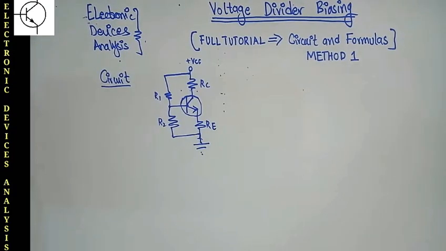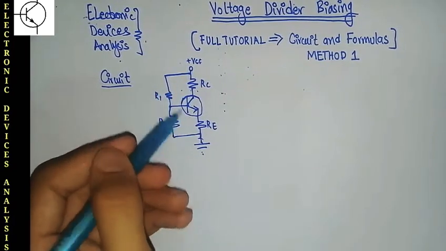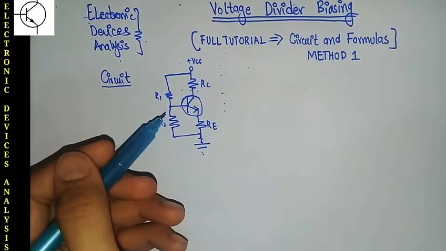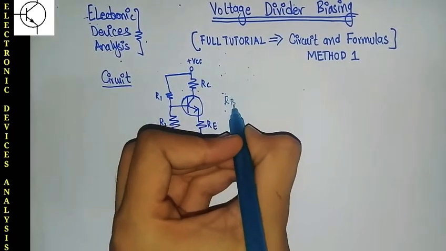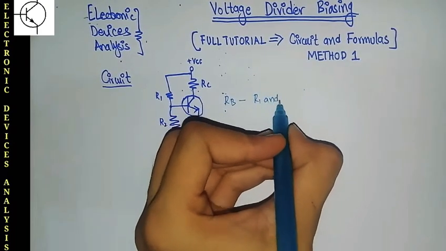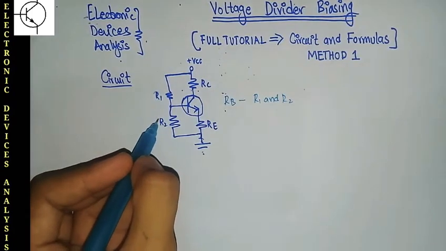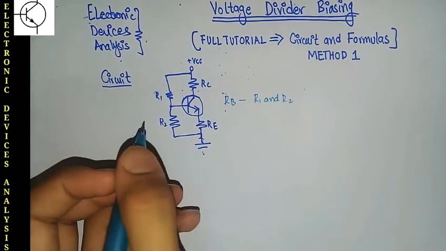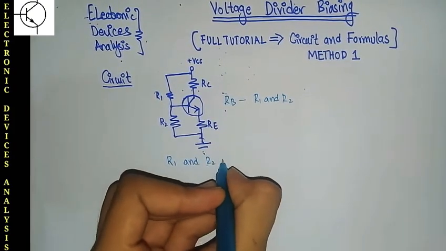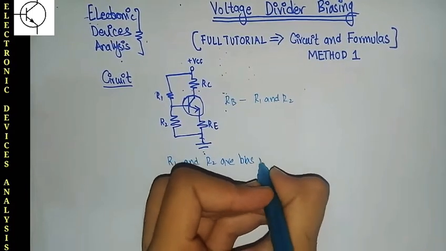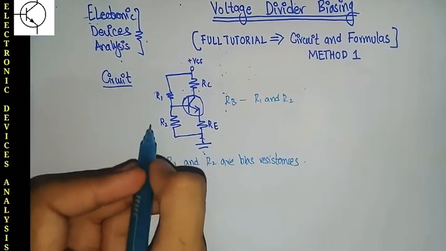So guys, first of all we see the circuit of voltage divider biasing. The circuit looks like the one in which all of the resistances are present as they are present in fixed biasing and the emitter biasing. Only one change is that RB, the base resistance, is divided into R1 and R2. So the voltage will be divided across R1 and R2. Therefore it will be called the voltage divider bias network. And these resistances R1 and R2 are called bias resistances because the voltage will drop over there.